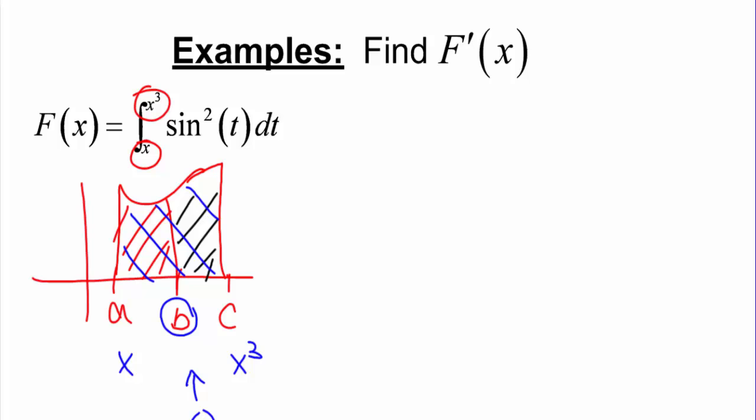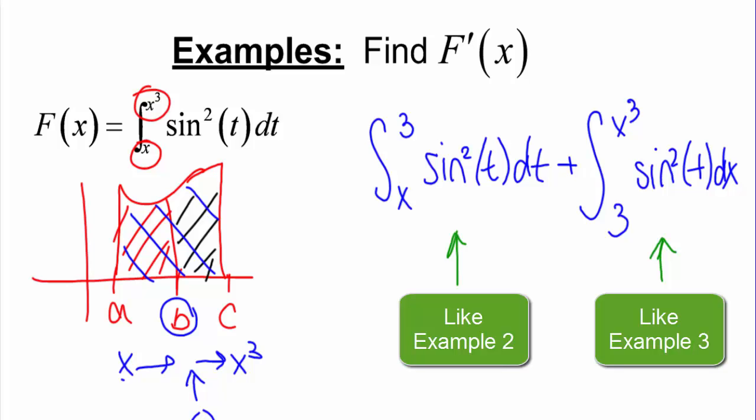You're going to integrate from x to the constant, and then you're going to integrate from the constant to x cubed. So that'll give you two integrals. Each of those you should already know how to do. So see if you can finish this problem on your own. I gave you guys a hint if you're having trouble. The derivative of the top integral, or the top.